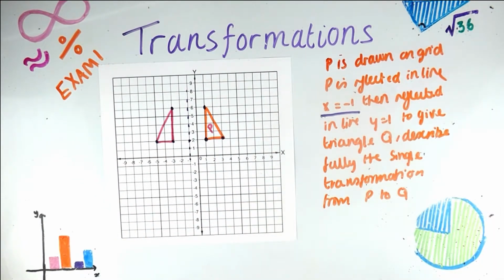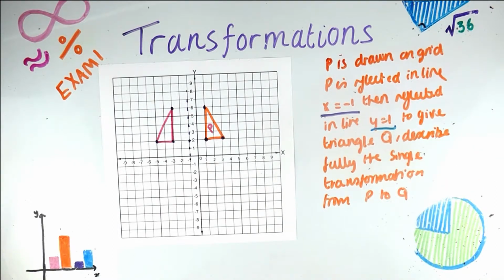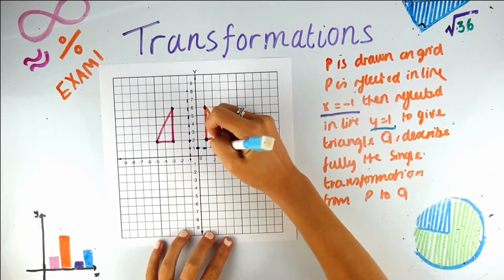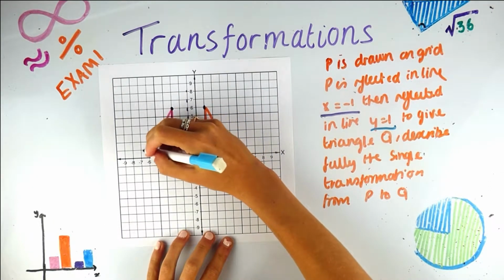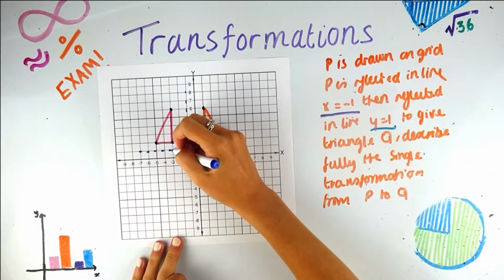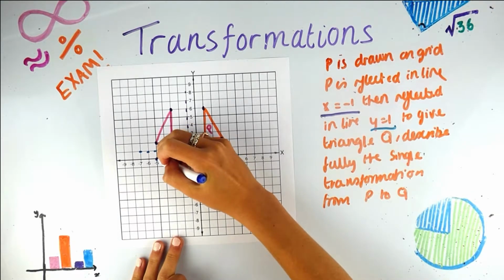Then it says it's reflected in the line y equals 1 to give the triangle Q. So one more step. Where is the line y equals 1? We go to y equals 1 here. That's going to be this line, because along this line y is always equal to 1. Okay, let's reflect again. Now the mirror is there. It's 1 away from here, so the corner is going to be there. 1 away there, so the corner is going to be there.